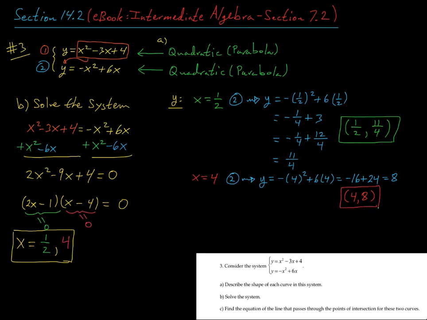And then there's a part C for this question, and this says, find the equation of the line that passes through the points of intersection for these two curves. Well, what we just found is that the points of intersection are right here: 1/2, 11/4 and 4, 8. So to find the line that passes through these two points, let's first find the slope.